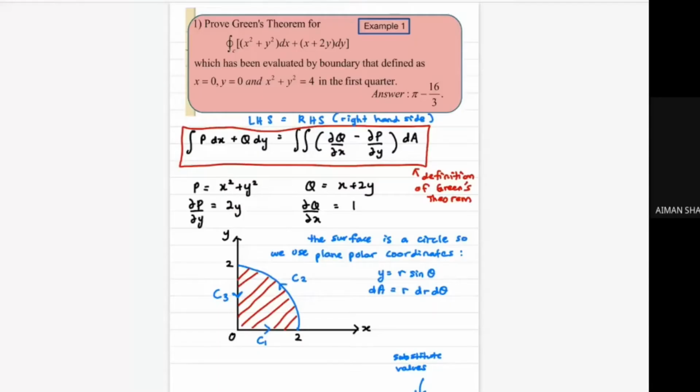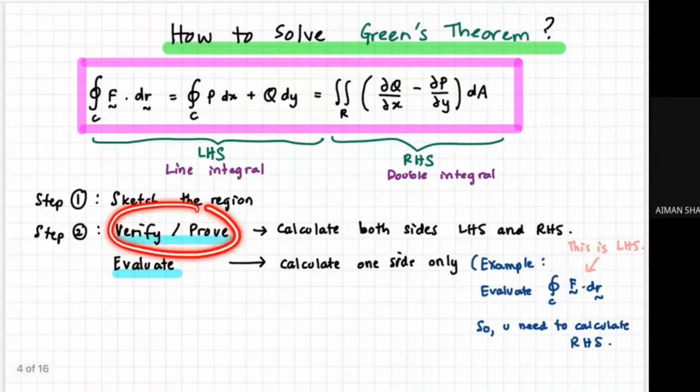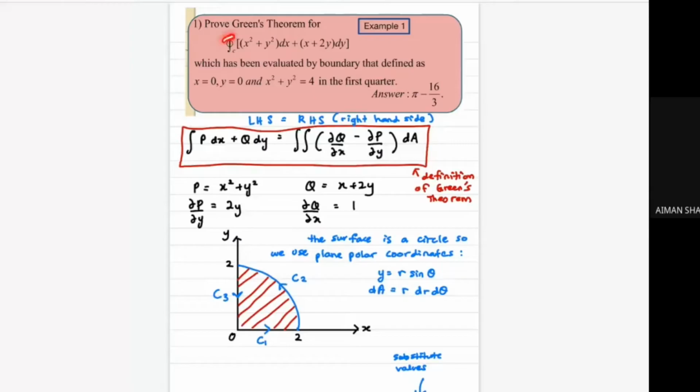Example 1: prove Green's theorem for the integral of (x squared plus y squared) dx plus (x plus 2y) dy. You can see the keyword here is prove. Prove Green's theorem. Prove or verify means you have to calculate both sides, the left hand side and also the right hand side. Prove this, which has been evaluated by the boundary defined as x equal to 0, y equal to 0, and x squared plus y squared equal to 4 in the first quarter.